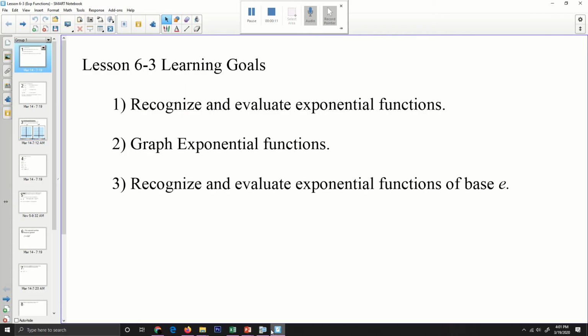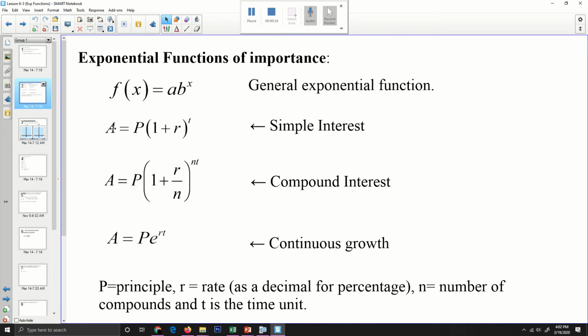Today we are going to recognize and evaluate exponential functions. We're going to graph exponential functions, and we are going to recognize and evaluate exponential functions of base e. So first off, what is an exponential function?